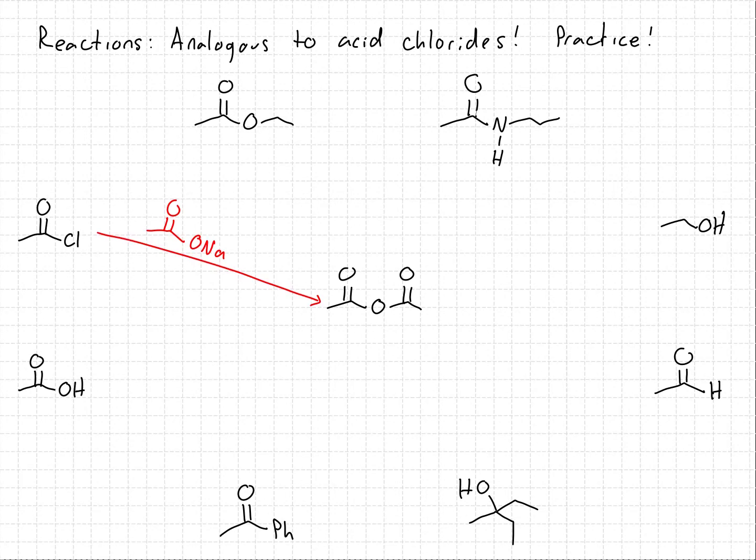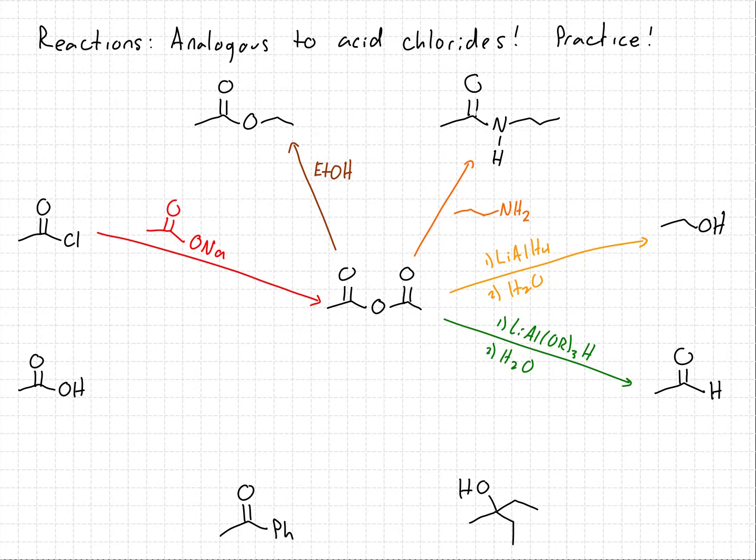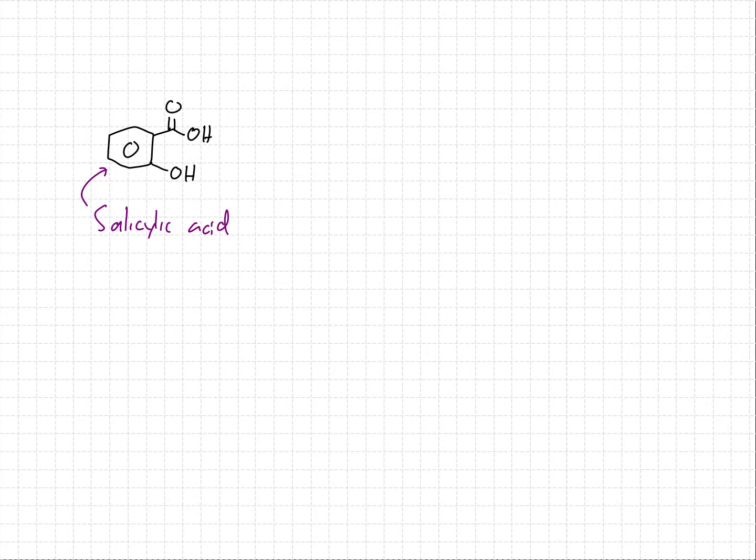Alright, so starting with formation, we can start with the acid chloride and make the anhydride by treating it with a carboxylate anion. The anhydride can then make an ester by reaction with an alcohol, an amide by reaction with an amine, an alcohol by reduction with lithium aluminum hydride, an aldehyde by reduction with our bulky reducing agent, a tertiary alcohol by reaction with excess Grignard reagents, a ketone by reaction with a Gilman reagent, and a carboxylic acid by hydrolysis with water. All of these reactions are directly equivalent to the reactions of acid chlorides that we saw in the previous video. How about reactions?